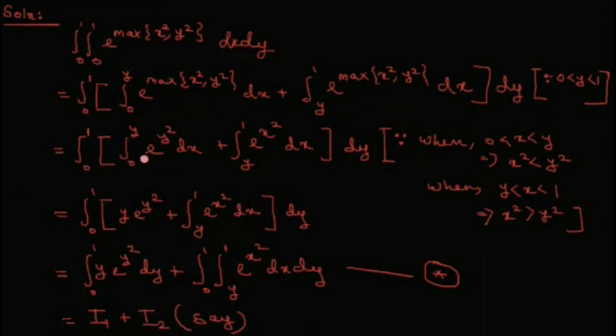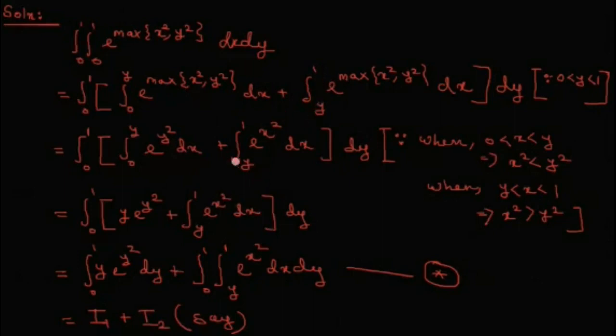Now this integral becomes, the inner integral becomes 0 to y, and this thing becomes e to the power y square. The reason is here x lies in the range 0 to y, so x square is less than y square, so the maximum of x square and y square will be y square, as y square is greater than x square. So this thing is becoming e to the power y square into dx.